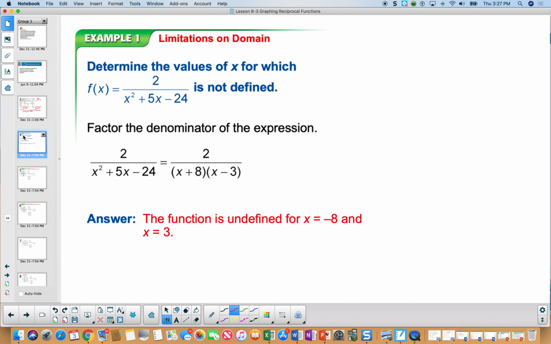Let's talk about the limitations on the domain. Again, it has a lot to do with the denominator expression. If we factor it, any number that we substitute in here that creates a 0 in the denominator is undefined. So it's undefined at x equal to -8 and at x equal to 3.